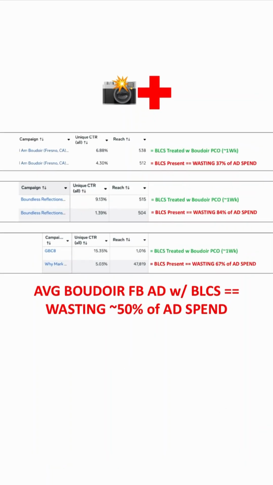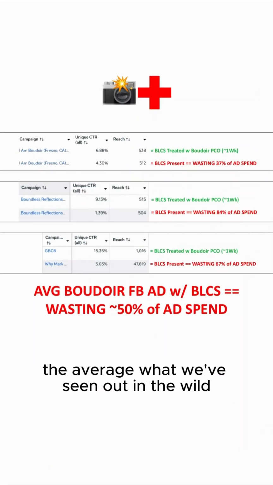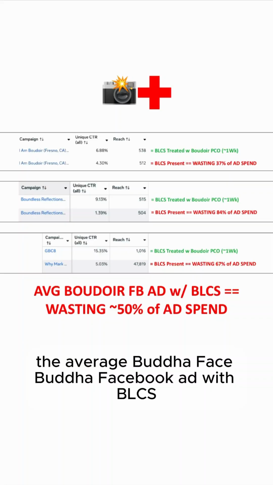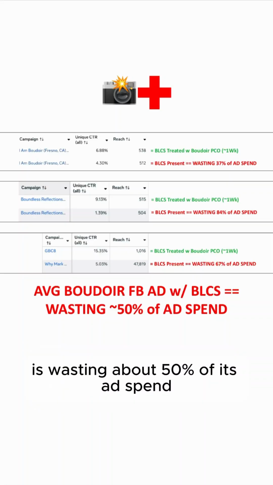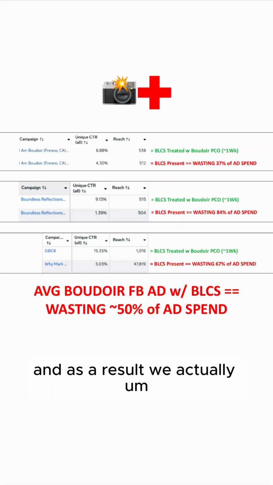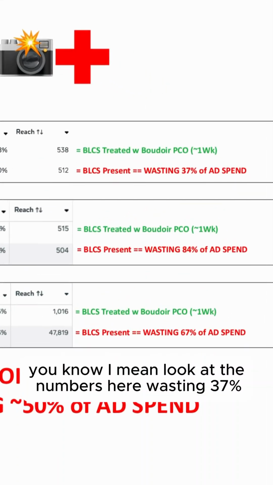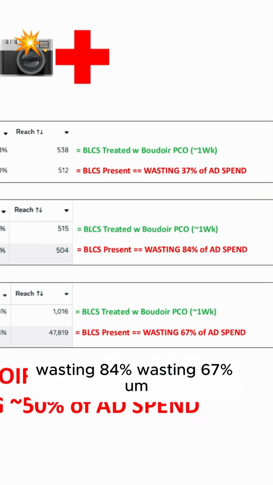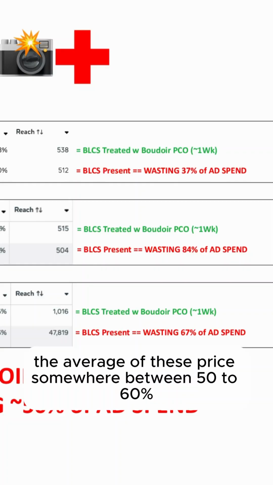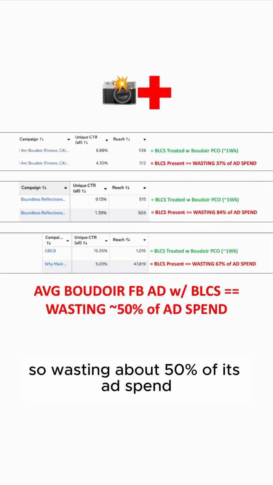So what we've seen out in the wild, real testing, real data, real people, real results. The average Boudoir Facebook ad with BLCS is wasting about 50% of its ad spend. So you have about half its ad spend being wasted. Look at the numbers here, wasting 37%, wasting 84%, wasting 67%. Average these up, the average of these is probably somewhere between 50 to 60%. So wasting about 50% of its ad spend.